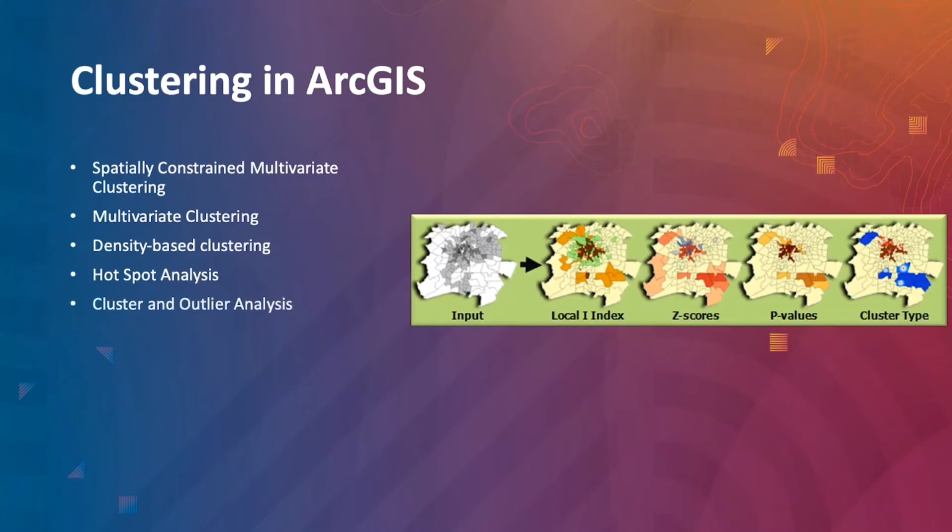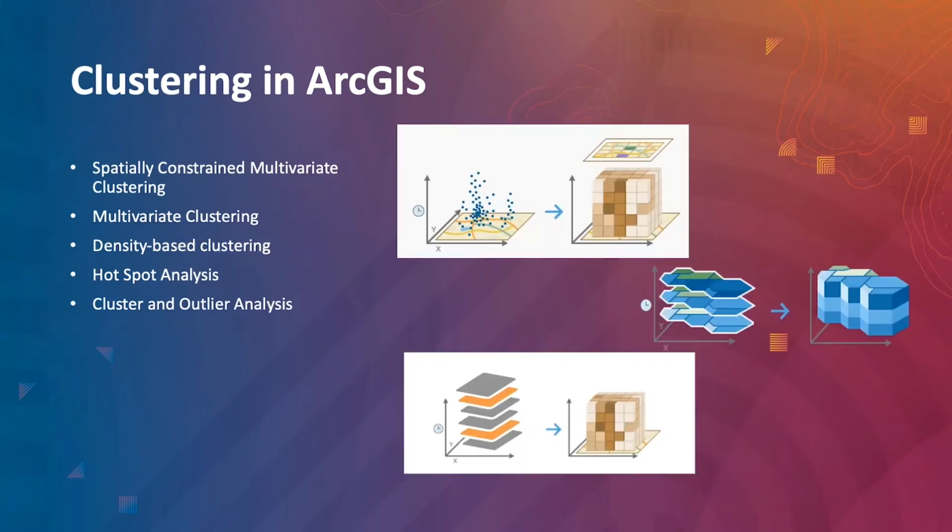We also have cluster and outlier analysis, which is similar to hot spot analysis, but it also allows you to identify outliers. We then have the space time pattern mining toolbox, which contains tools for analyzing data distributions and patterns in the context of both space and time. Now, in summary, clustering methods can be used to do analysis such as segmenting school districts based on socioeconomic and demographic characteristics, or to find areas with dense social media activity after a natural disaster.